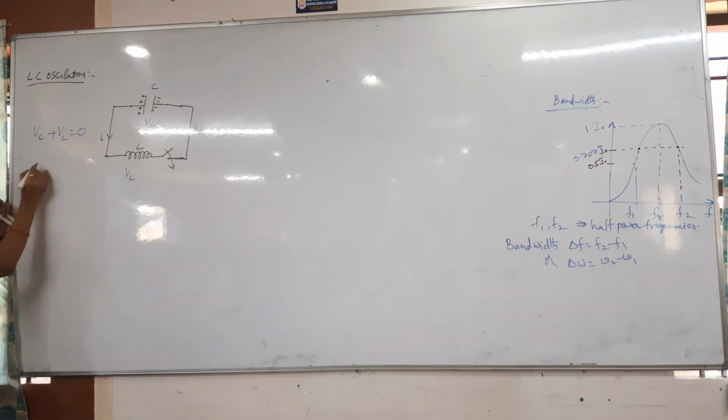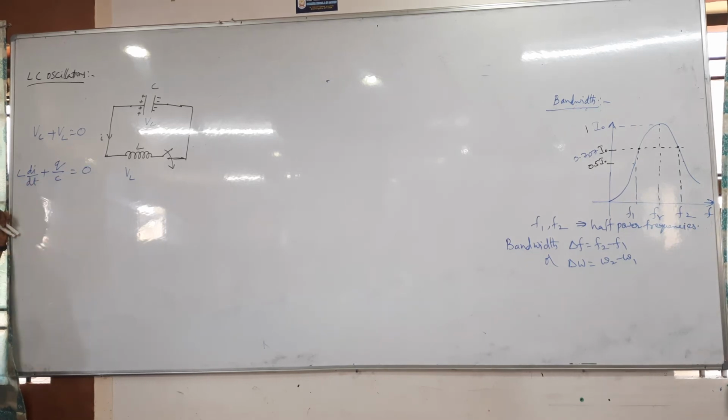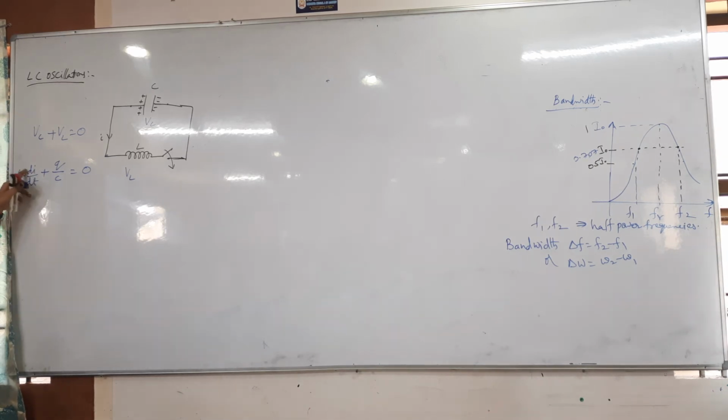So this is Q by C, and VL, the voltage across the inductor, is L into di by dt, and that is equal to 0. Finally, I want to get the entire equation in terms of only Q. So for di by dt, can I write I as dq by dt? Are you understanding or not?